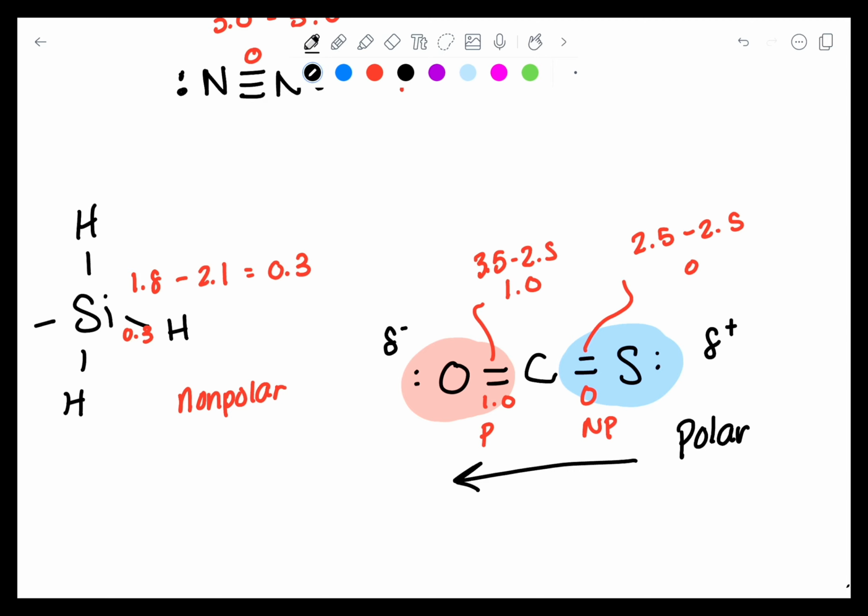Okay, so we have the electrons being pulled this way. They're being essentially shared in that carbon-sulfur bond. So our electrons are just being pulled towards that oxygen, creating a polar molecule.